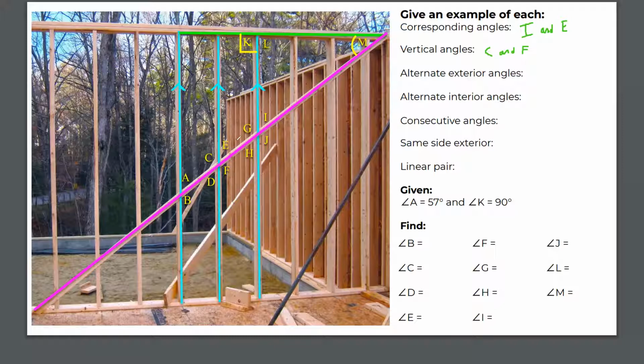Now I need to find exterior, that means they're on the outside, so say I, J, C, and D, and then they're alternate, so they're on opposite sides of the transversal. So I could go C and J, right? That one would be fine. Or I could do I and D would be another possibility there. Cool. Okay, good. Pretty quick, right?